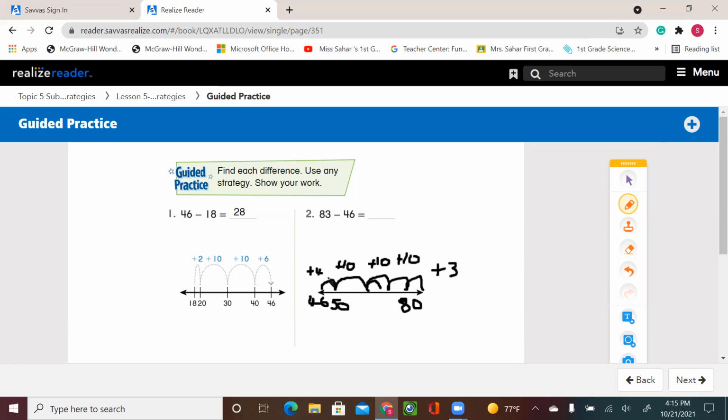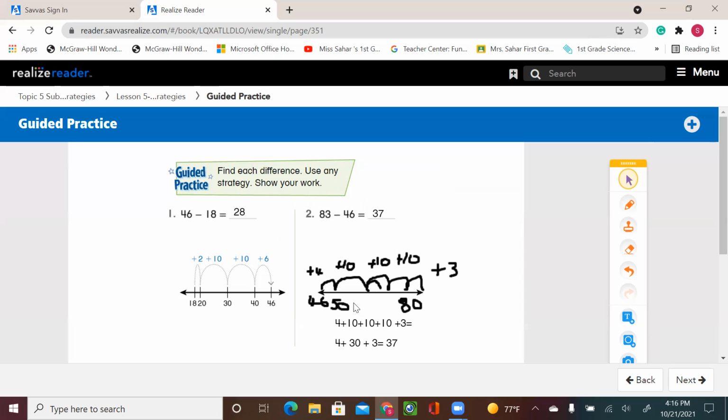Now I should add all the jumps. So I know I have 4 plus 10 plus 10 plus 10 plus 3. Let's write this down. I can also do it this way: 4, and I have only one big jump, which is 30. So I can say plus 30 plus 3. So now I know 4 plus 30 plus 3 equals, very good, 37. So that means 83 minus 46 equals 37.